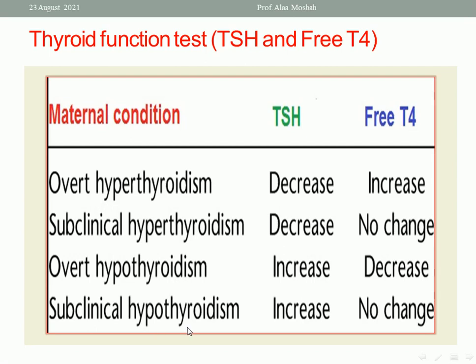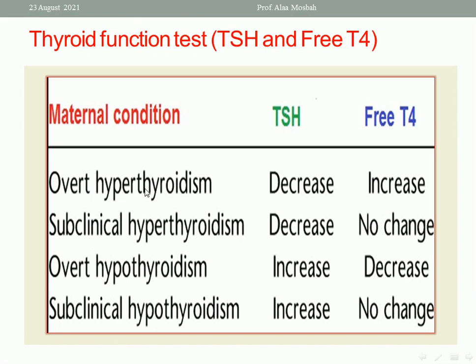Subclinical hypothyroidism is associated with increased TSH but no change in free T4. So you can differentiate overt from subclinical hypothyroidism by doing TSH and free T4. If TSH is increased while free T4 is decreased, this is overt hypothyroidism. If TSH is increased while free T4 has no change, within the normal range, this is called subclinical hypothyroidism. What about hyperthyroidism? The upper two, overt or subclinical.